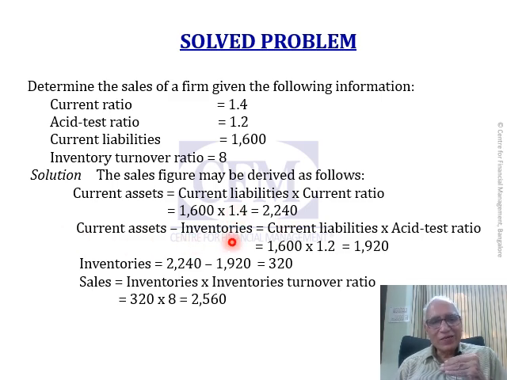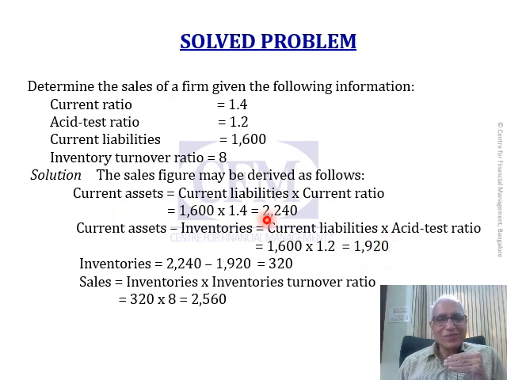Current assets minus inventories, which are quick assets, can be defined as the product of current liabilities and asset test ratio. Remember, asset test ratio is quick assets divided by current liabilities. So if we want to find out what the quick assets are, we multiply current liabilities with asset test ratio. Current liabilities are 1600, asset test ratio is 1.2. So current assets minus inventories, which represent quick assets, is 1920.